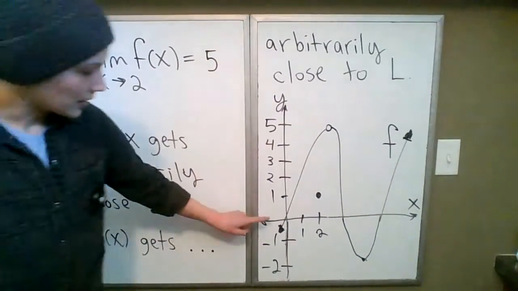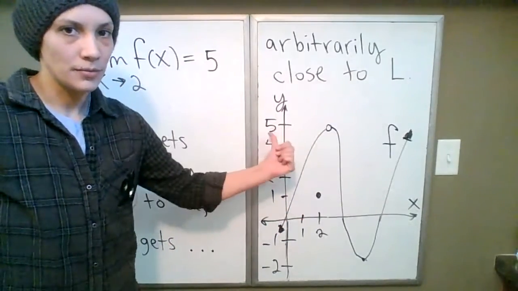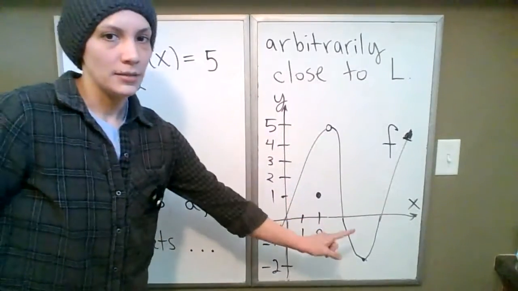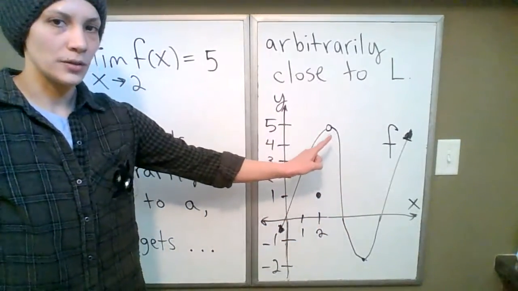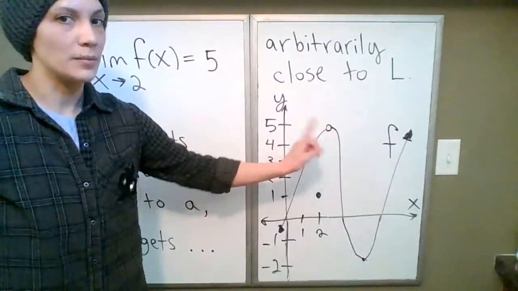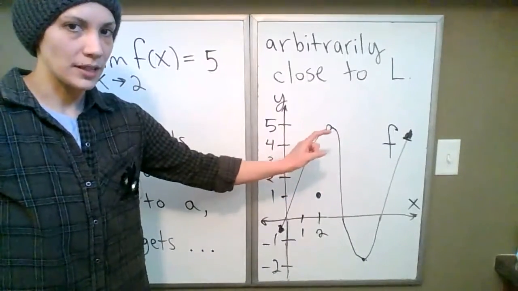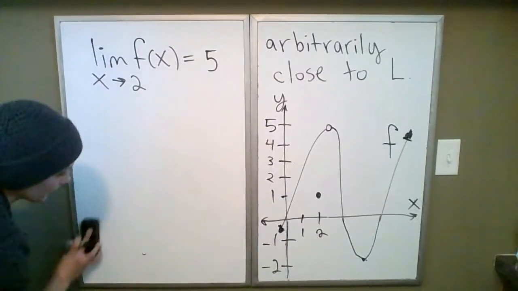So the x values are getting closer and closer to 2, and the f of x values are getting closer and closer to 5. And on the right side too, f of x values are getting closer and closer to 5. It doesn't have to actually equal 5, it's just very close to that number. You're approaching that value.